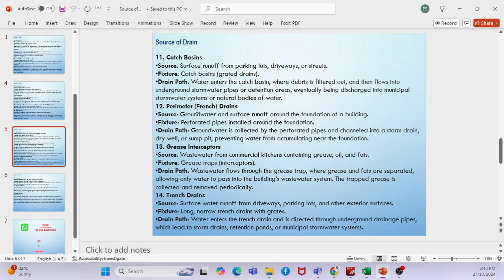Then there are peripheral drains, for the groundwater and surface runoff around the foundation of a building. Perforated pipes are installed around the foundation. Then you have a grease interceptor, for wastewater from commercial kitchens containing grease, oil, and fats. So this is one of the fixtures where it will collect all the wastewater from commercial kitchens.